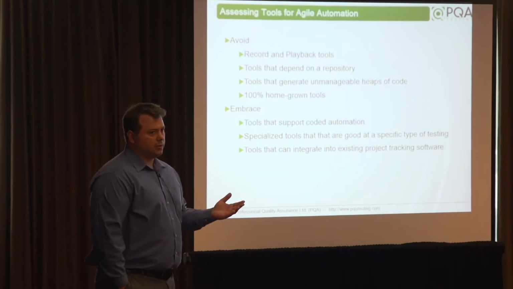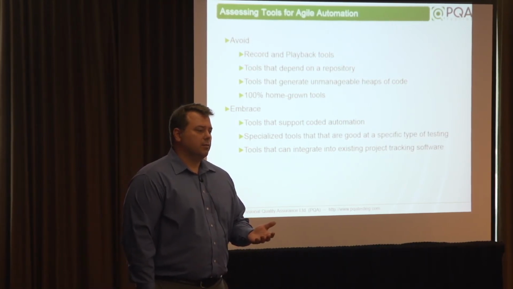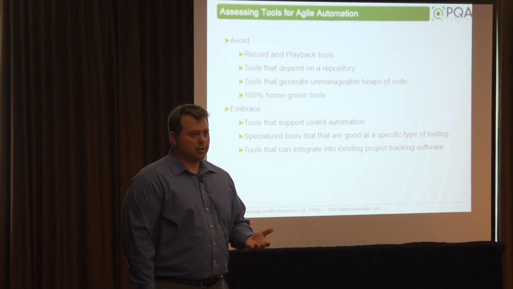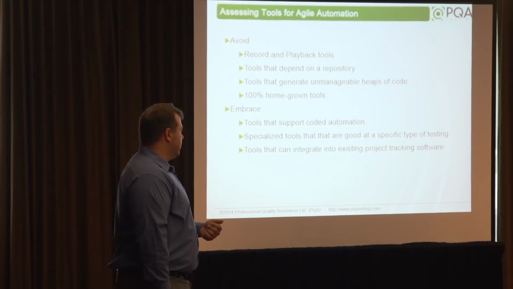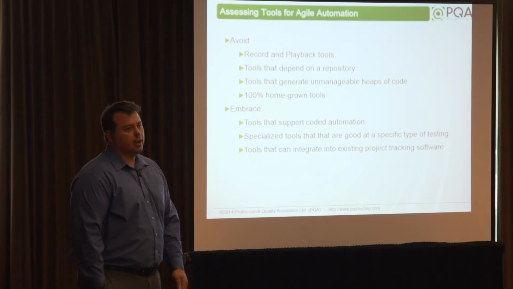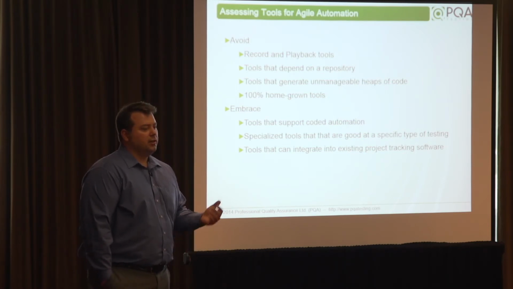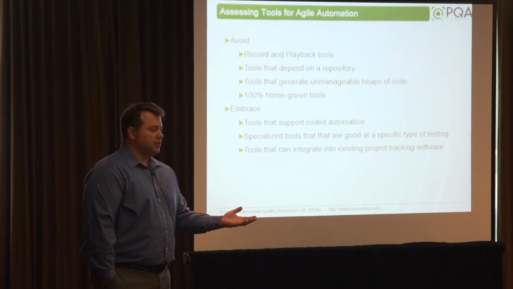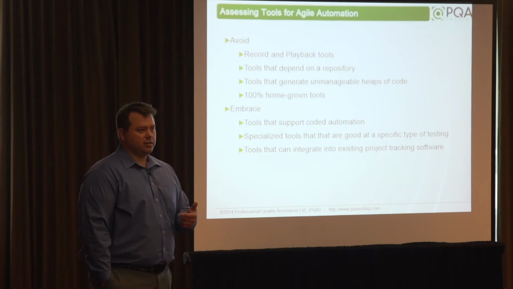So yeah, unmanageable heaps of code. If something breaks and you need to fix it, the more code that you have to sort through to do that, the longer it's going to take you. And frankly, the lower chance of success you're going to have in doing that. Avoid 100% homegrown tools. Now, I like to write code and I like to build tools for automation, but if I'm doing that for team A and then I go to work with team B, I've created this dependency. And these two teams are going to fight.